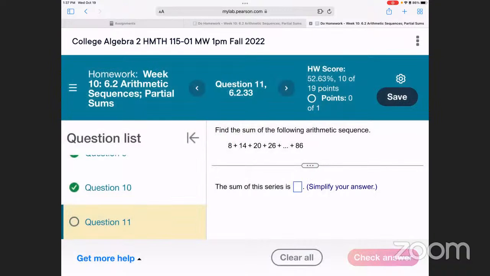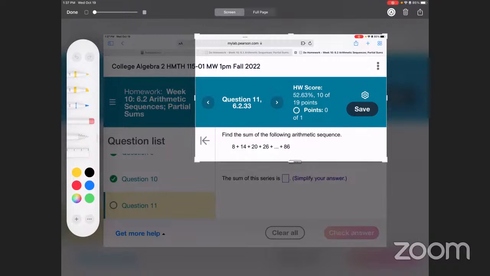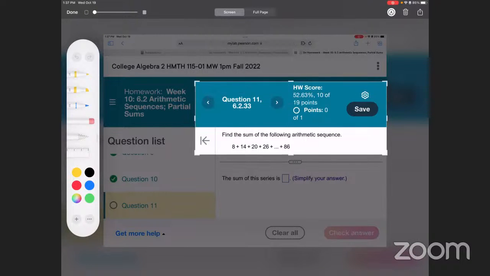Let's do another one. We have time for one or maybe two more. Let's go ahead and do this one. It looks very similar. We just did a speed run of that one. Let's go ahead and knock this one out as well.